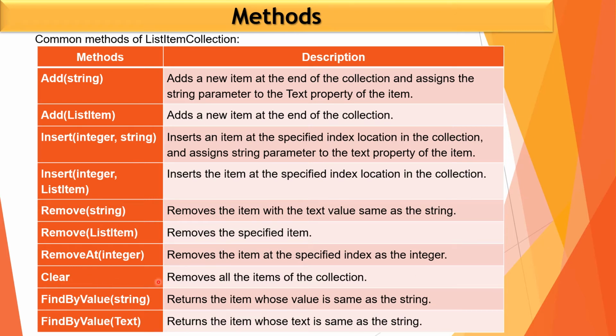The next method is Clear. This will clear all the items from the collection. The next method is FindByValue, which takes a string. This will return the item whose value is the same as the string, and FindByText returns the item whose text is the same as the string. So both involve comparison and finding by the value or text of the string.